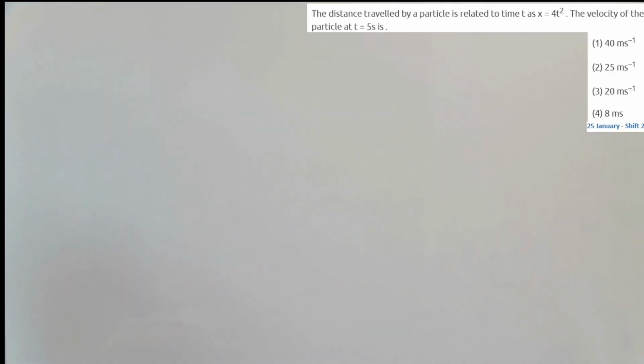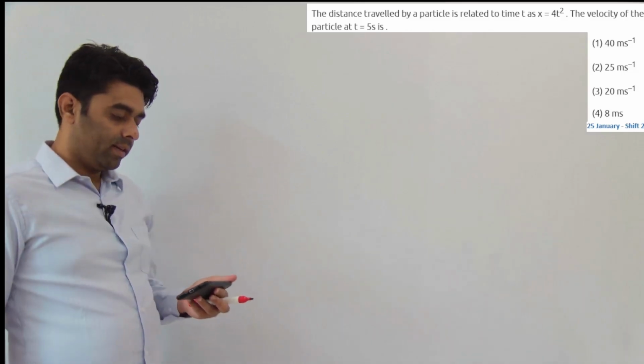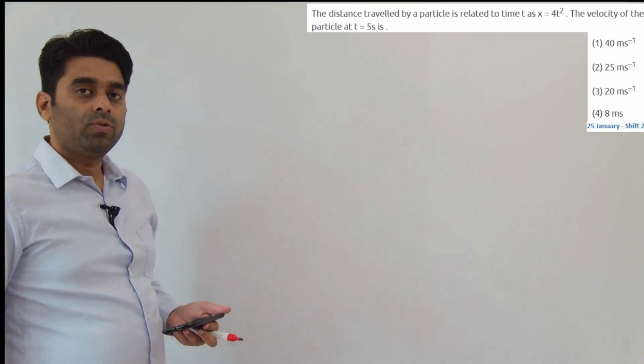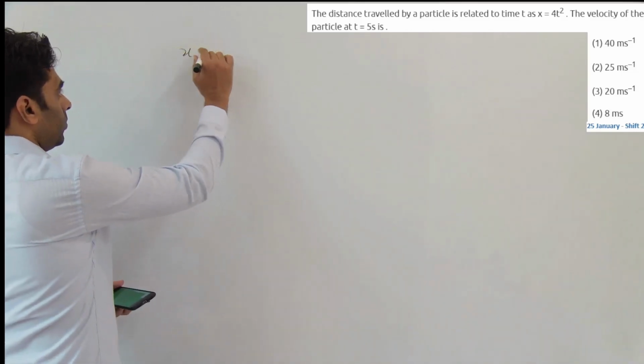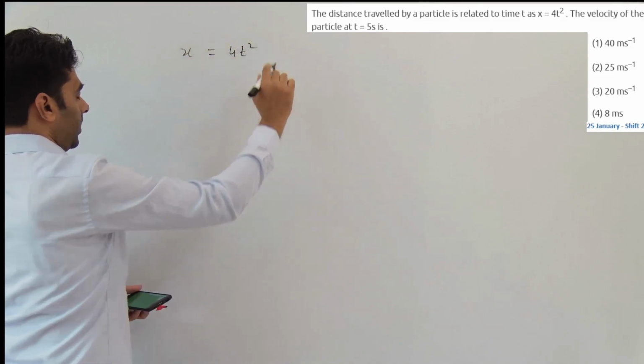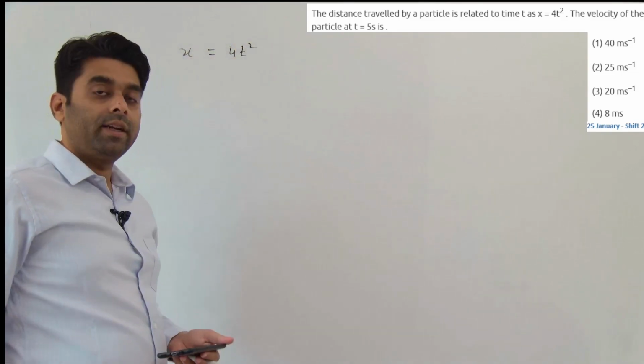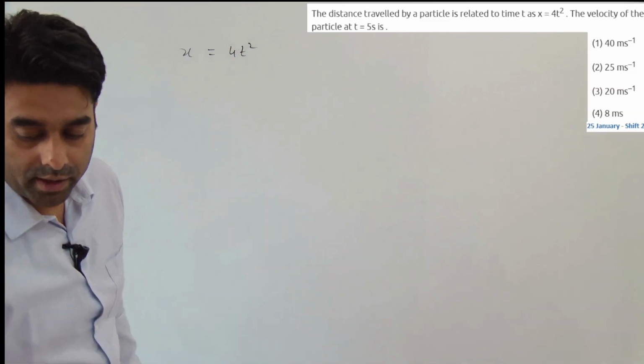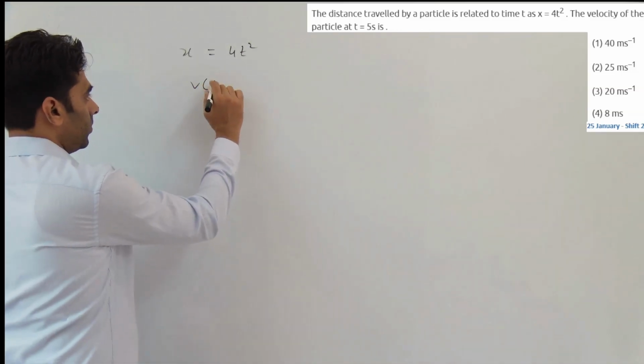Yeah. So our next question says, distance traveled by a particle is related to time as x equals 4t square. Distance as a function of time t is given. Okay, the velocity of the particle at t equals 5 seconds. This is what they are asking.